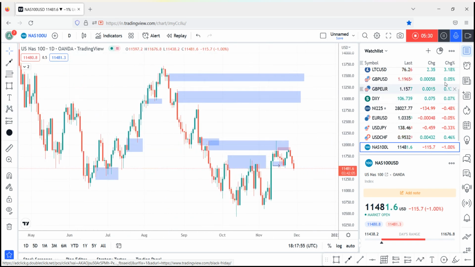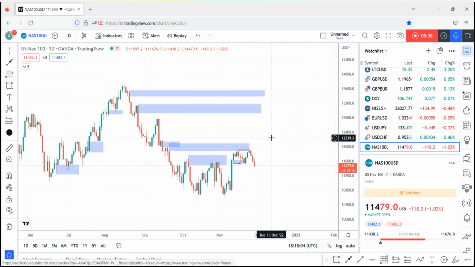So this is how you can identify mitigated and unmitigated zones. So stay tuned for the next video, guys. The video will be about the best zone, which is the best zone you can trade.